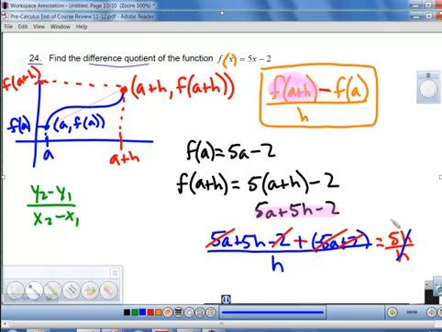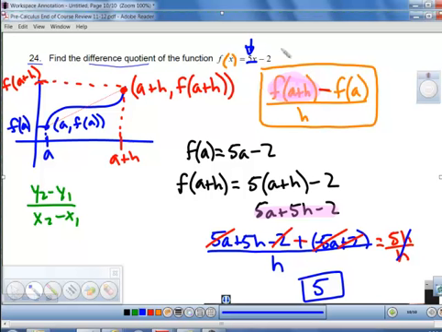Then the h's cancel, and we're left with 5. So the answer for this one is just going to be 5. Now you guys want to know something crazy? Remember, finding the difference quotient is just basically finding the slope. This is a linear equation. This is the m, which means this is the slope. So the answer is staring at you whenever it's a linear equation.